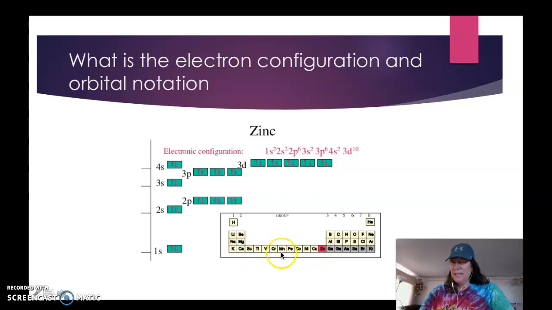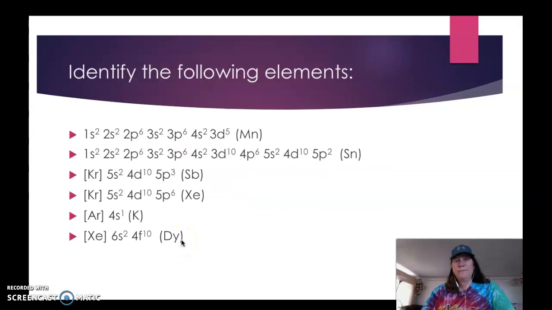This is for zinc, so they have 1s2, 2s2, 2p6, 3s2, 3p6, 4s2, 3d10. Well, how can you tell? We'll add these up: 2, 4, 10, 12, 18, 20, 30, and that's the atomic number of zinc. So again, these are electron configurations. This is probably the more common way to do it, but these are the orbital notations. Those are the ones where you get much more information.